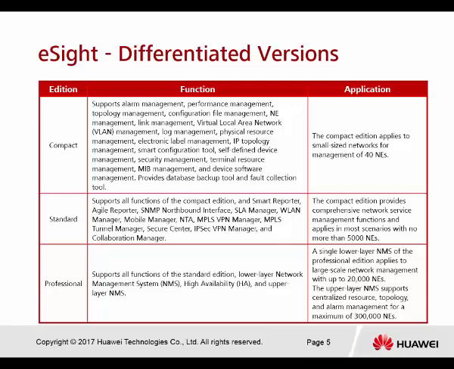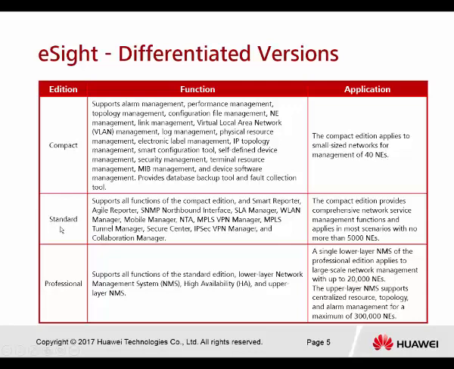The differentiated versions, the compact. So the eSight can be classified into three different editions. The first is the compact. It supports alarm management, performance management, topology, configuration file, NE, link management, and the VLAN. So all the features here are supported by the compact edition. The compact edition applies to small-size networks for managing 40 NEs.